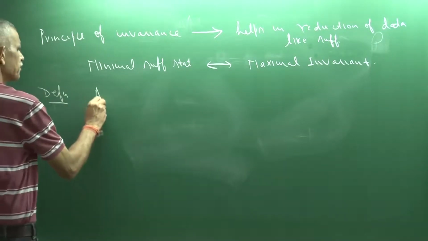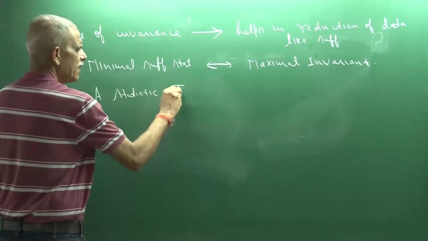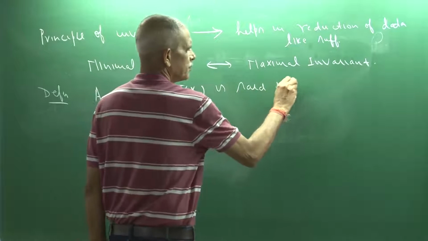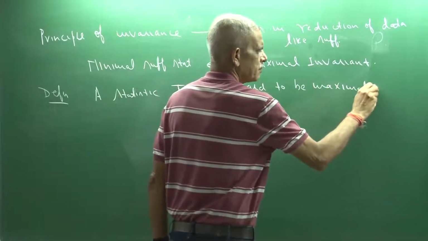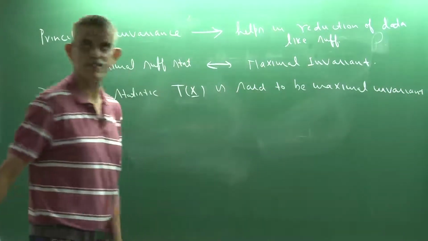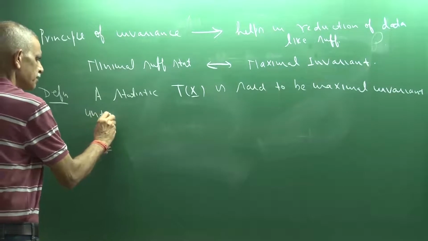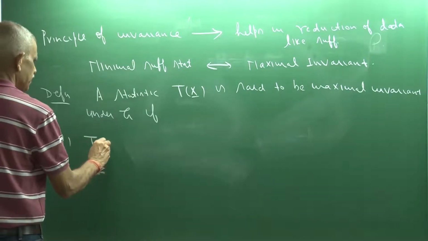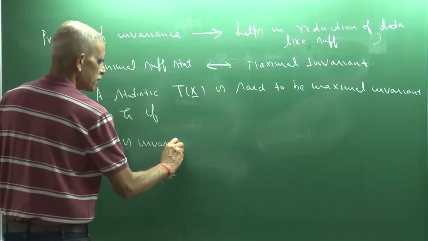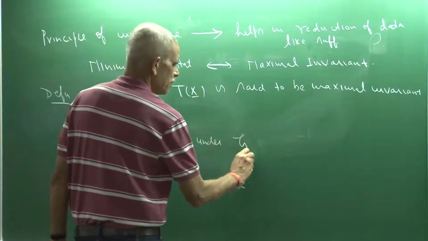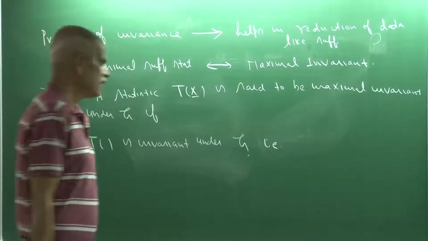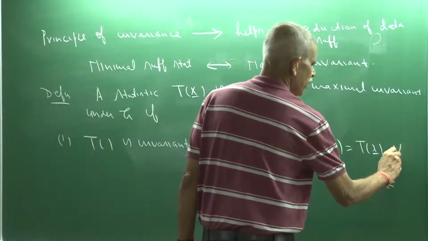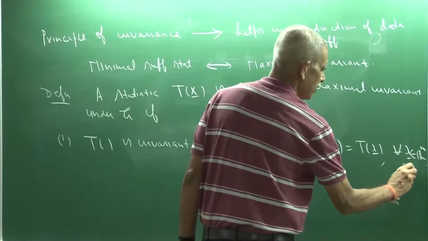A statistic T(x), which is a function of the data, is said to be maximal invariant under the given group of transformations if, first of all, it should be invariant. If T is invariant, what does that mean? That is, T(gx) should be the same as T(x) for every x belonging to R^n and g belonging to G. So it is invariant.